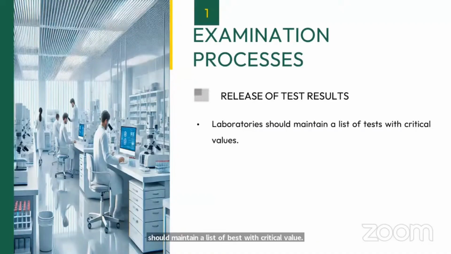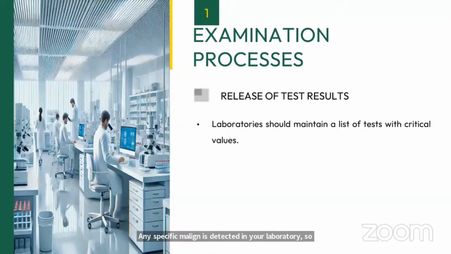So your laboratory must maintain a list of tests with critical values. What will be the critical values? Very high glucose, very low glucose, very high creatinine, very low creatinine, very low platelet, very high total leukocyte count, any positive microbiological culture with certain specific organisms, any specific malignancies detected in your laboratory. So make a list of the tests with their critical values.